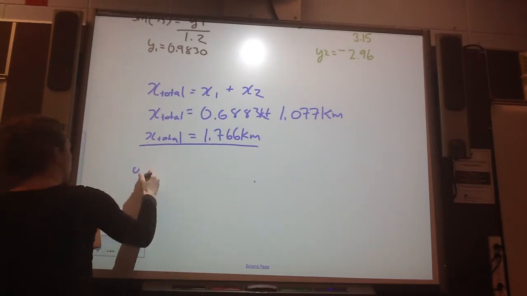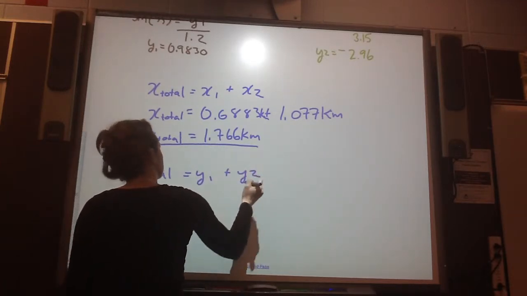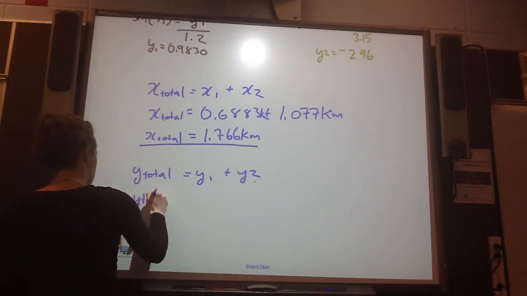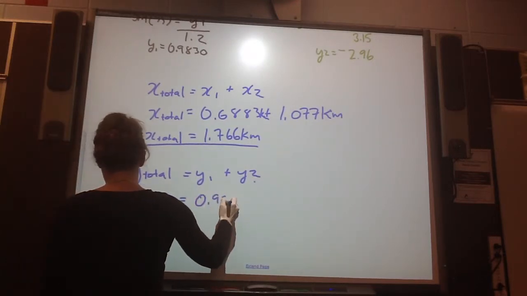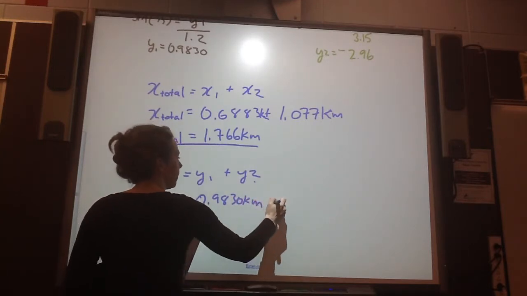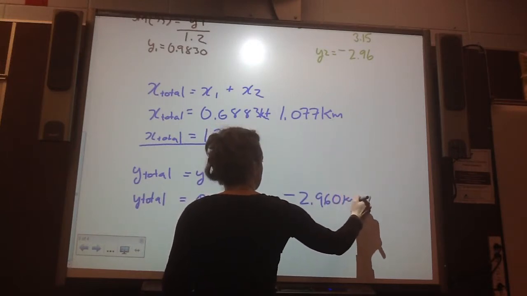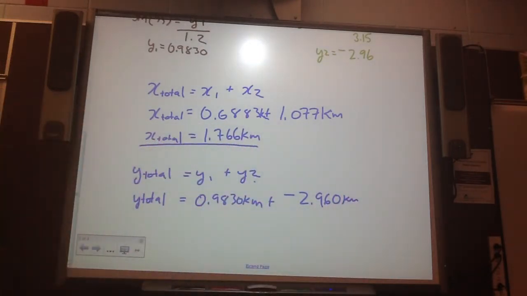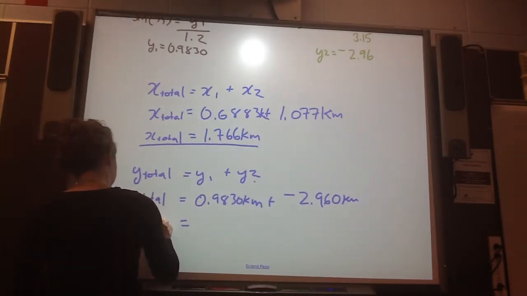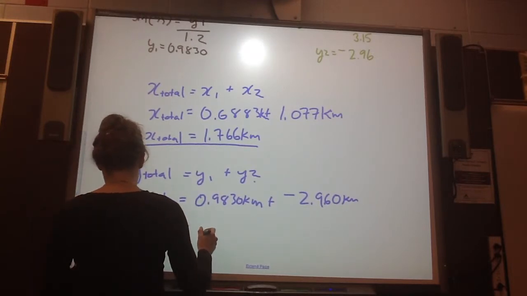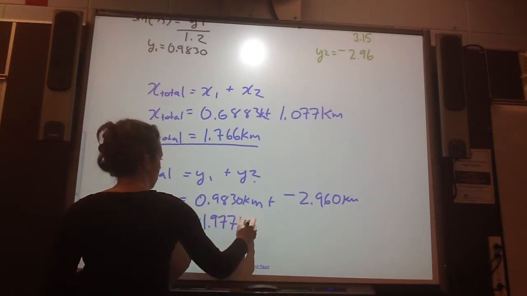Okay, now I can find my y total by doing the same thing. So I'm adding y1 plus y2, 0.9830 kilometers, plus negative 2.960 kilometers. So that's really important that we've included our direction vectors as negative and positive. So our y total is negative 1.977 kilometers.